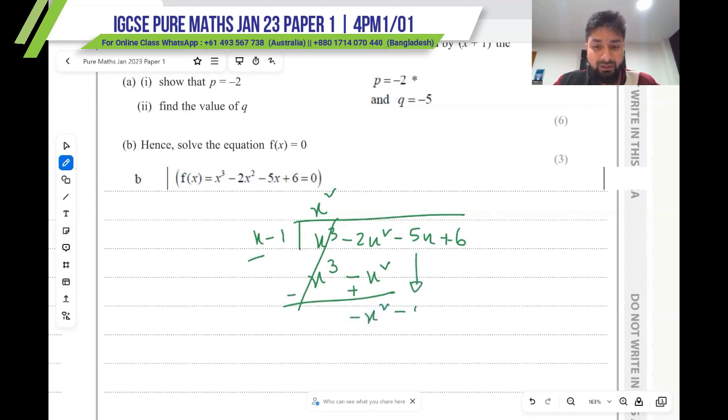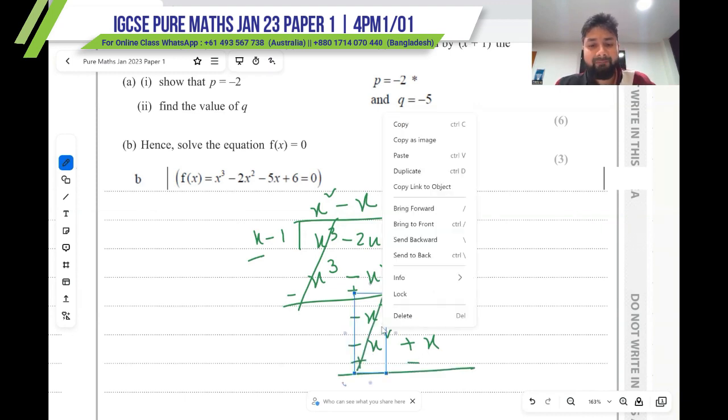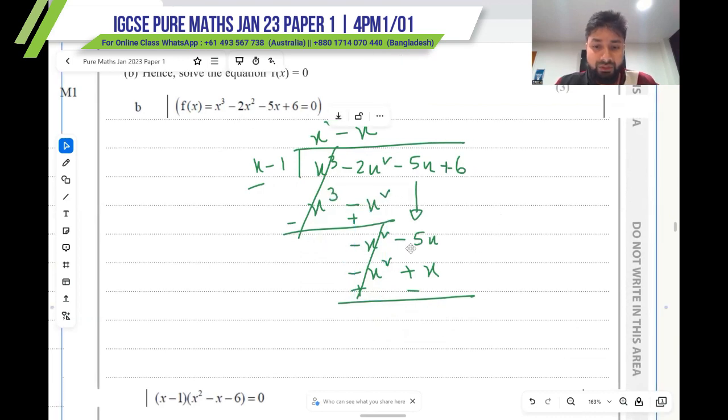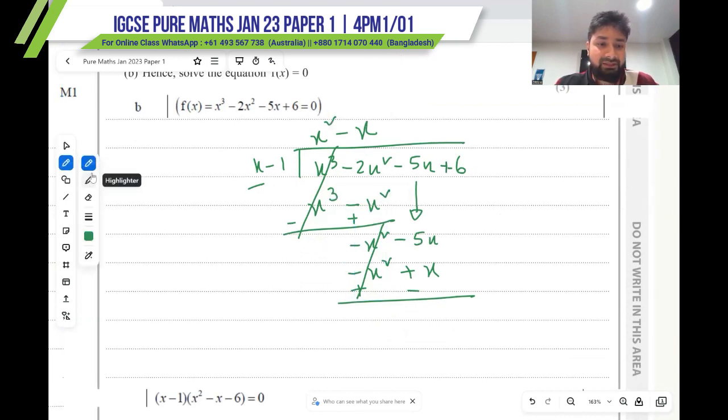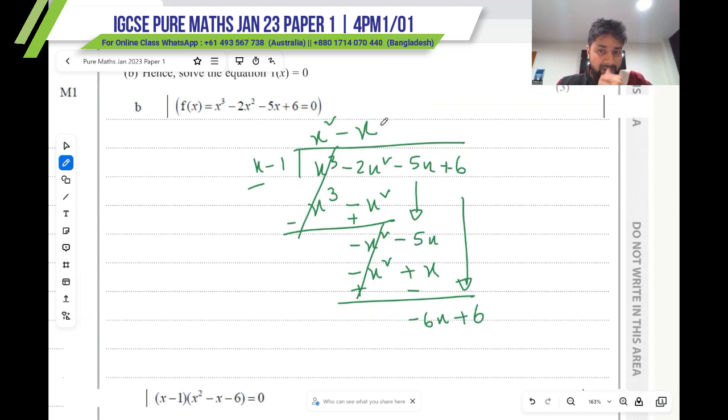And then we'll also bring down minus 5x from the question. Now again, we have to think the same way. What will we multiply with x to make it minus x squared? We have to multiply minus x. That's what we are also going to write in the answer. So minus x squared plus x. When we change the sign, we can get rid of this x squared. Now minus 5x and minus x will be minus 6x. We can also receive that value from the question. Now we have to put minus 6 here, because minus 6 times x will become minus 6x, and then minus 6 times minus 1 will become plus 6.